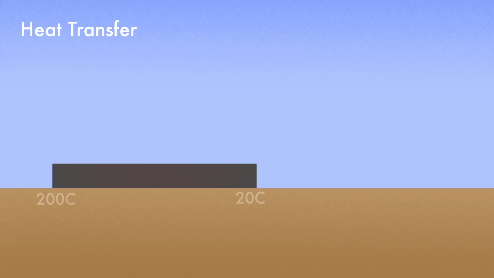Heat transfer occurs when there's a temperature difference between two regions. Heat moves from hot regions to colder regions. If the temperature of this side of the plate is colder than the other, the heat will transfer to the colder side of the plate.